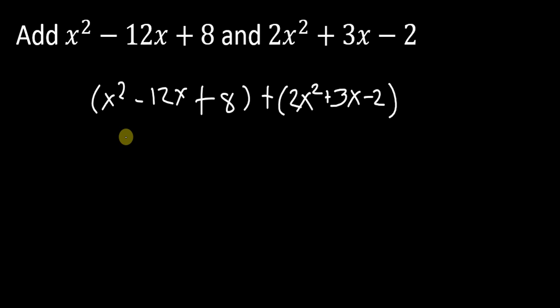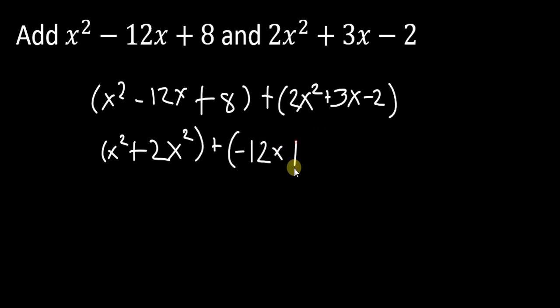Kasi dito ano yung magkasama? Yung x squared at 2x squared. So, that is x squared plus 2x squared. And then, plus yung negative 12x saka 3x. Negative 12x plus 3x. And then, yung walang variable na dalawa, yung 8 saka 2. So, it is 8 plus negative 2.